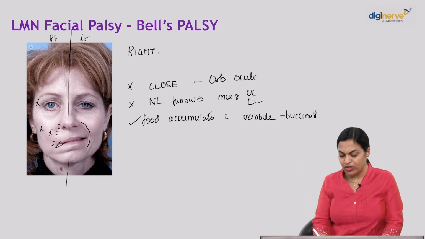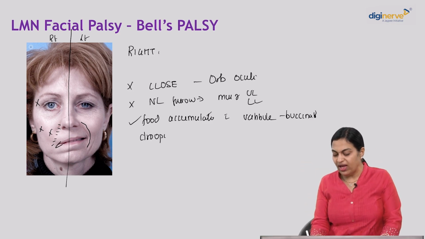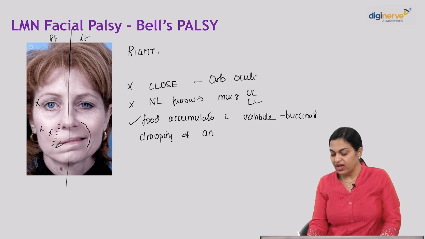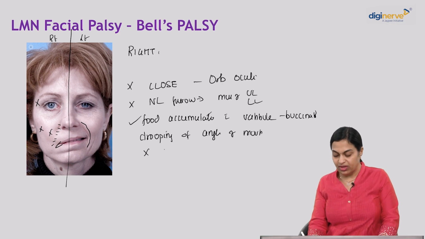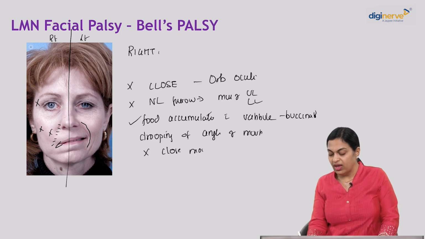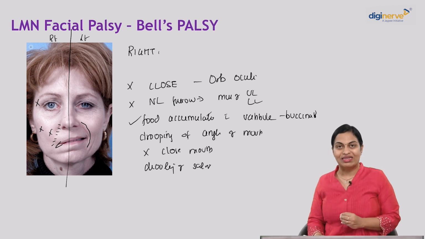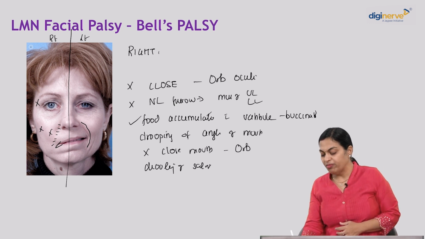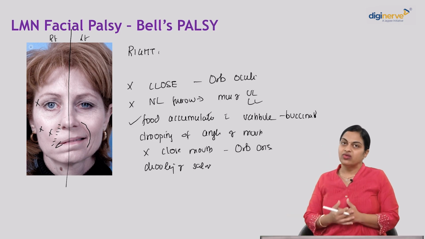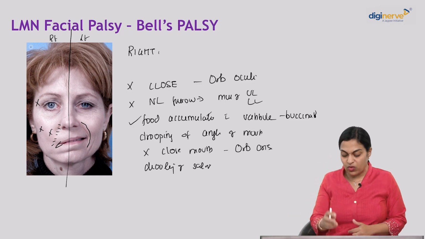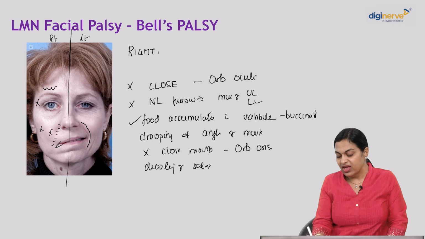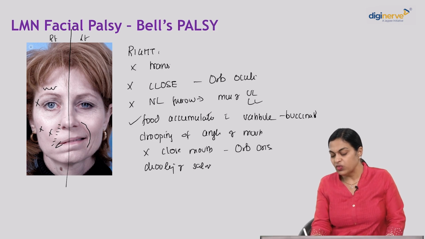And then can you appreciate the drooping of the angle of the mouth, right? The patient is not able to close her lips, right? Close the mouth. And in that case, drooling of saliva will be seen. The muscle responsible for pursing the lips for closure of the mouth is orbicularis oris. So that is not possible. Also, though it's not evident in this case, there is absence of transverse wrinkles over the forehead.